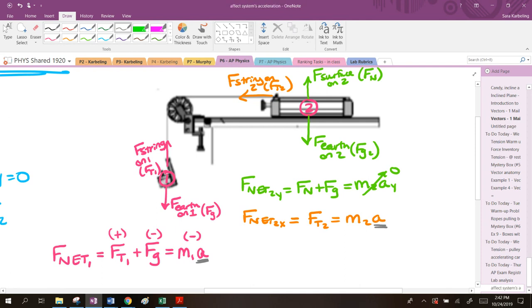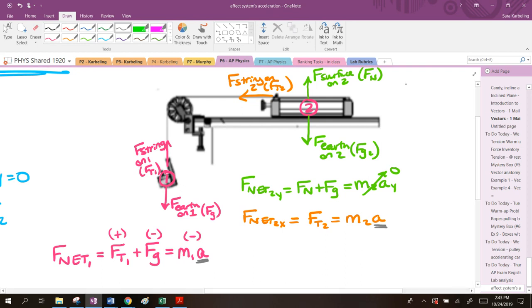Why do you think they're equal? The string's not going to stretch out or anything, so they're always going to accelerate the same. It's a system. Does that make sense? So it is a system. The string isn't going to stretch apart.